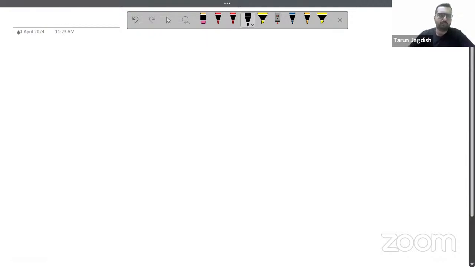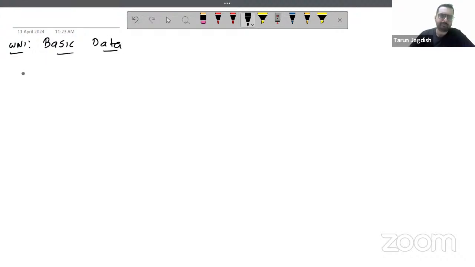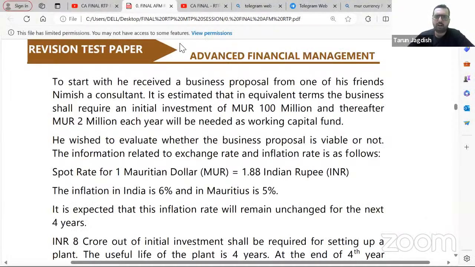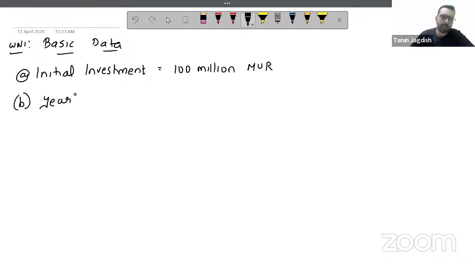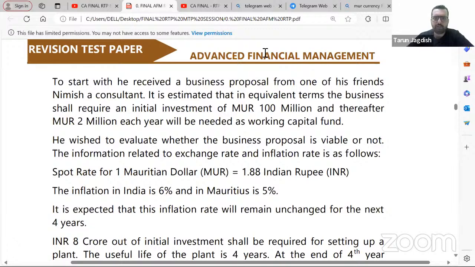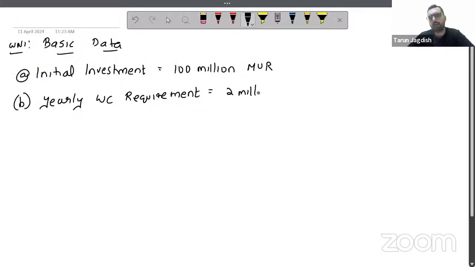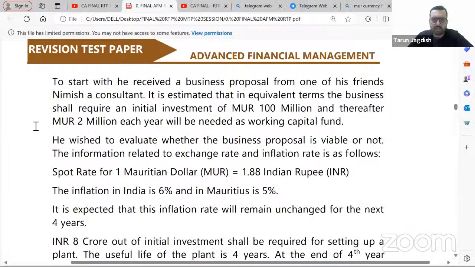Okay, right. So I'll just write down working note number 1, basic data. Point number A, initial investment, that is 100 million Mauritian rupee. Okay. Yearly working capital requirement will be 2 million MUR.